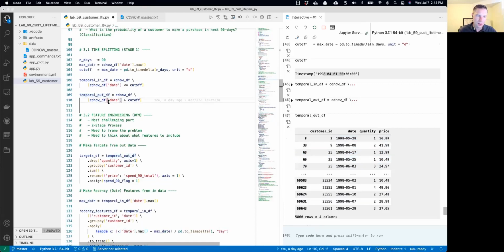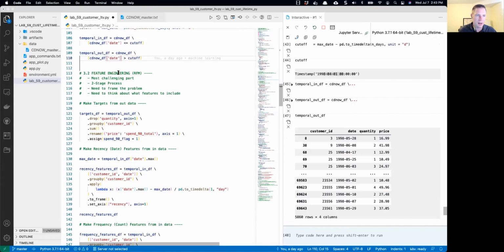Okay. So now that we have our in and out, we can start to create our features from these two different data sets. The feature engineering is the most challenging part. It is a step-by-step process. So we're going to first take a look at the out data and create some targets. These are the things that we're interested in that answer our business question. And then we're going to look at the in data, which is going to be our RFM features.